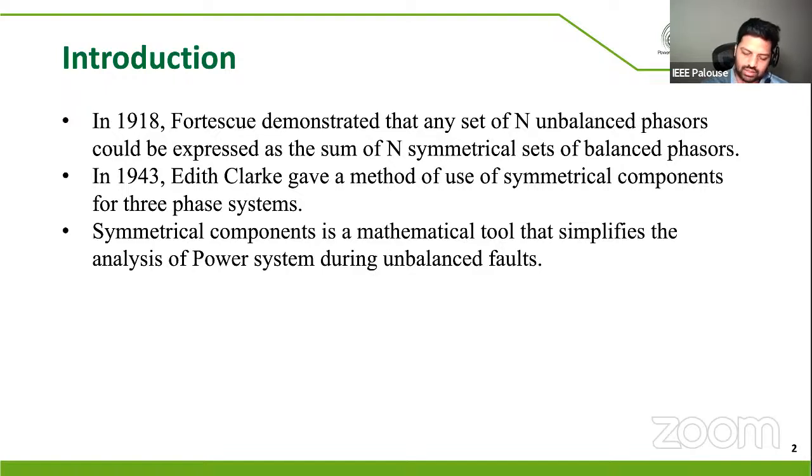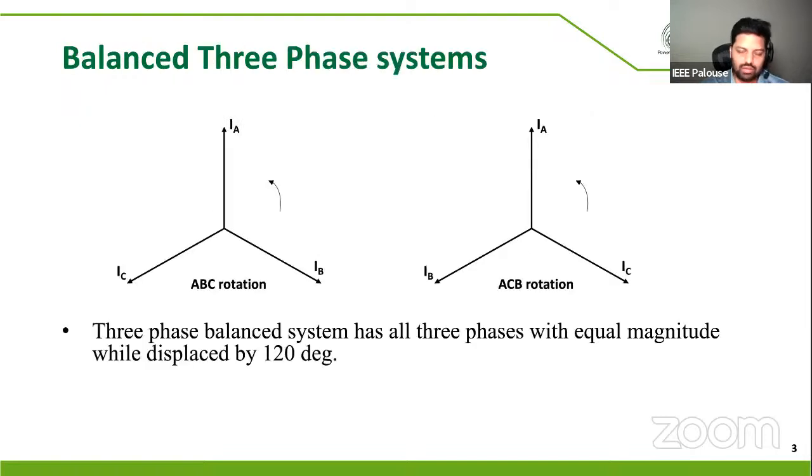When I say unbalanced here, let's see what a balanced three-phase system looks like. In a balanced three-phase system, all three phases have equal magnitude and are displaced by 120 degrees. In North America, we have the ABC phase notation. In an ABC rotation, you have the IA phase followed by the IB phase and the IC phase. We also have an ACB rotation, which is the opposite phase rotation, with the IA phase followed by the IC phase and the IB phase.